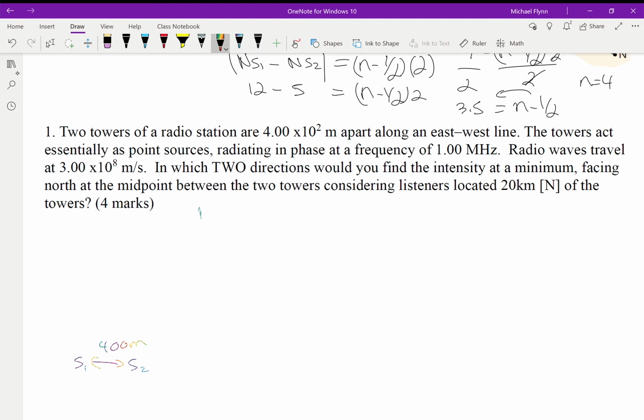So we know that f, and that doesn't come up in the equations, but I'll explain, is 1 times 10 to the 6 hertz. And it says the radio waves travel at the speed of light, of course, 3.0 times 10 to the 8 meters per second.